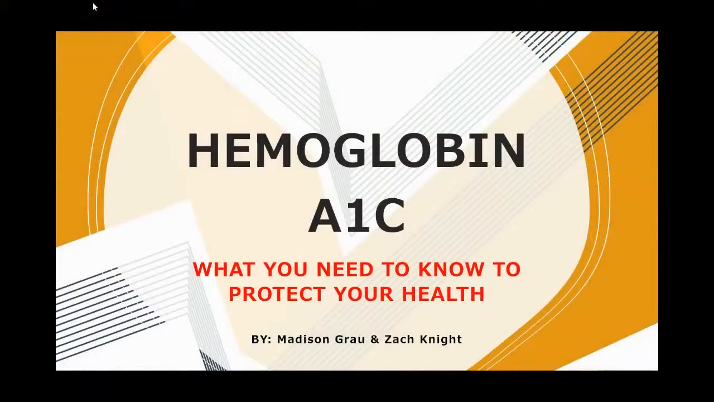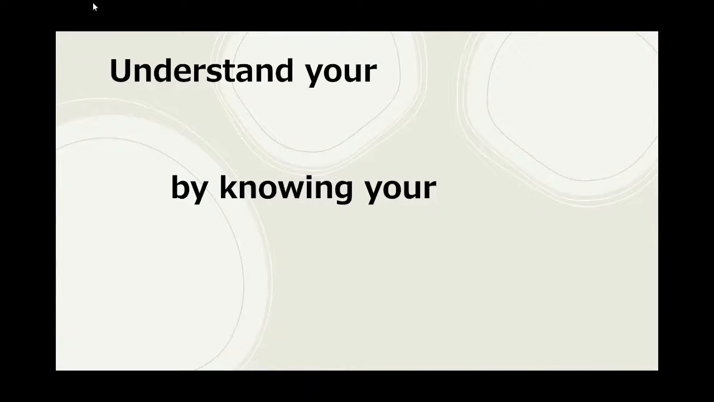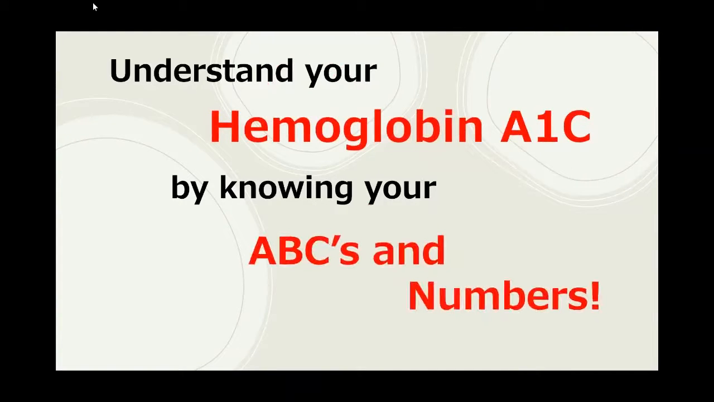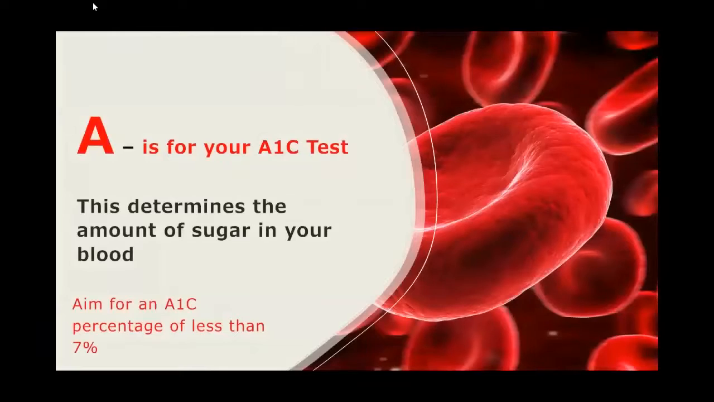To understand your diabetes, you need to know about your hemoglobin A1C, which is the sugar in your blood. It is important to know your ABCs and your numbers of your hemoglobin A1C in order to prevent further diabetic complications that could occur, such as heart disease. A is for your A1C test, a test that determines the amount of sugar in your blood over a 2 to 3 month period. It is recommended to take this test twice a year. You should aim for an A1C percentage of less than 7%.